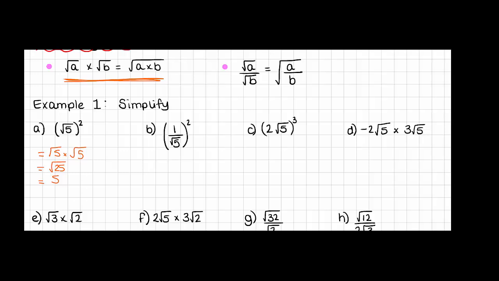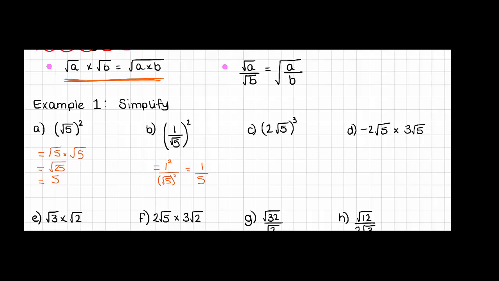Now, B, we've got 1 over the square root of 5. Now, with this one, it's in the brackets, so remember we have to apply that square to everything in the brackets. So we'll end up with 1 squared over root 5 all squared. And obviously 1 squared is 1, root 5 squared, we just worked that out, is 5. So that will just give us a fifth.